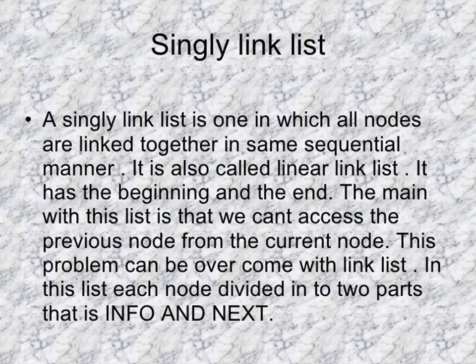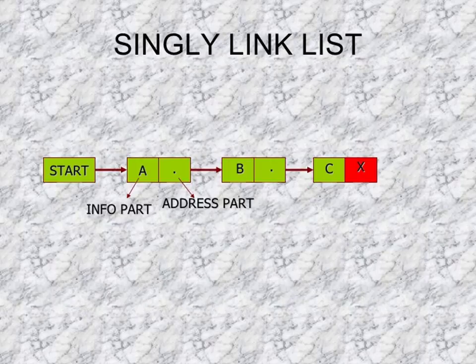Okay, single linked list already I have given. Here we have only the 2 fields. One is information and another one is next. Information is used for storing data, any type of data. Next is used for storing an address of next node. And a single linked list already I have given.